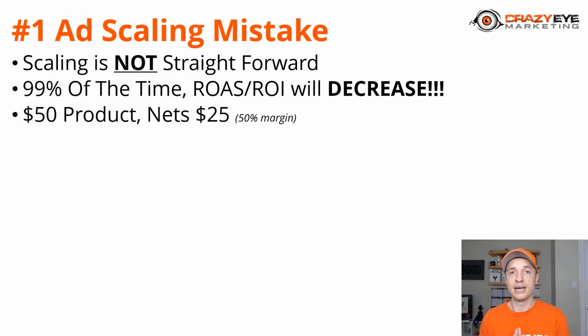So for a practical example on how to explain this mistake that I see people making, let's go with a $50 product and it nets $25. So that might be like cost of goods sold or cost to service the product or service that you're selling. So that's a 50% margin, right?